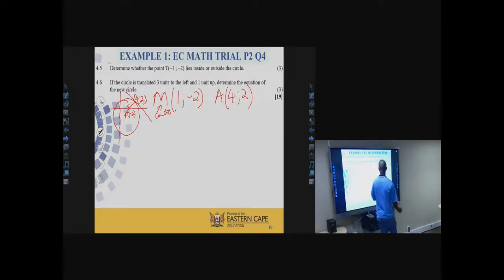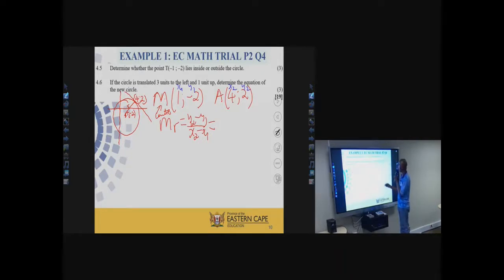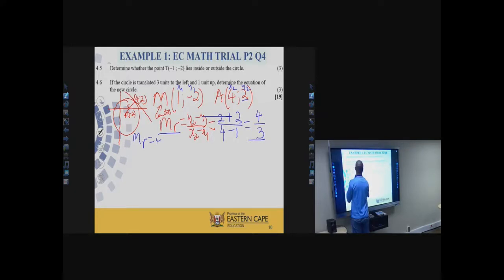So the point is, you must calculate the gradient of the radius, and a radius is from the center to any point on the circumference. The gradient is y2 minus y1 over x2 minus x1. You can choose any point as x1, y1 and the other as x2, y2. So y2 is 2 minus y1, which is negative 2, so minus minus 2 is plus 2, all divided by x2, which is 4, minus x1, which is 1. The answer is 4 over 3. So the gradient of the radius is 4 over 3.